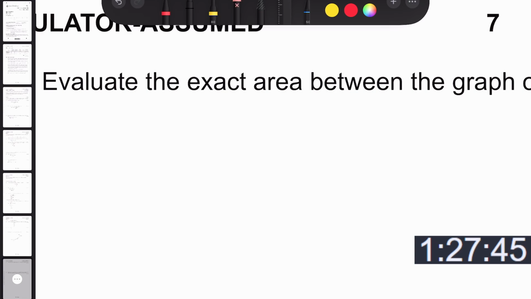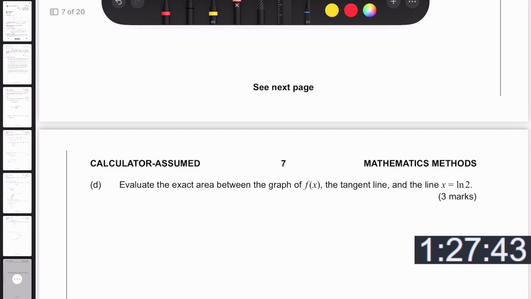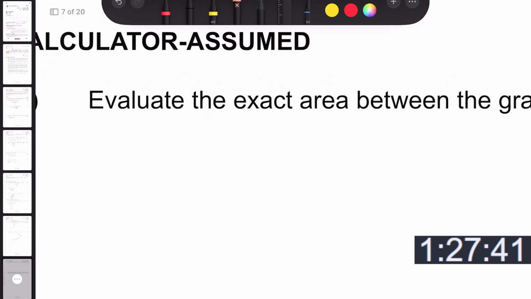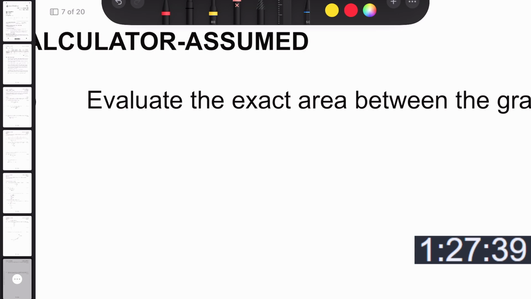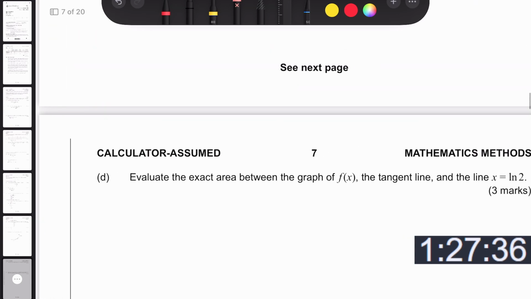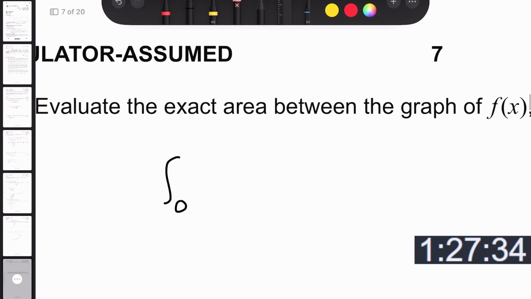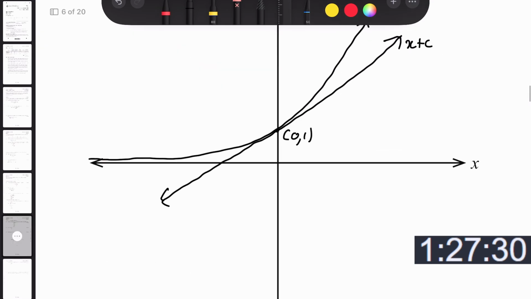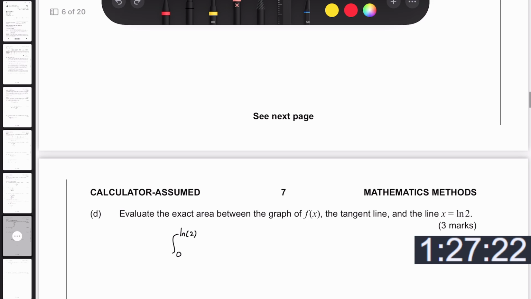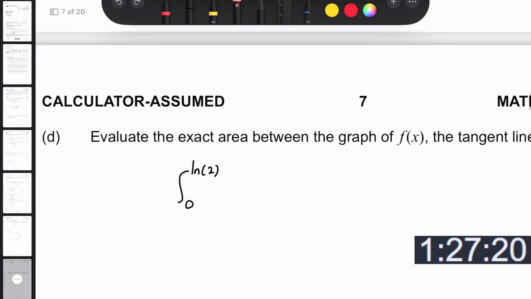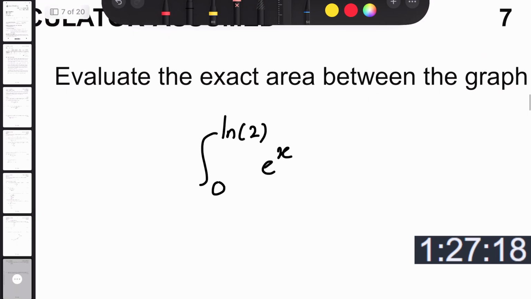Wait, let's find when they intersect. So then x equals ln of 2. Oh no, I know my boundaries already. So 0 to ln of 2. I'm going to go from 0 to the line x equals ln of 2, to the graph of f of x, so e to the x minus x minus 1 dx.